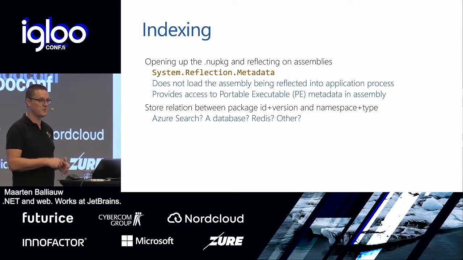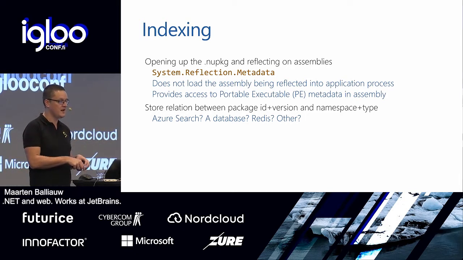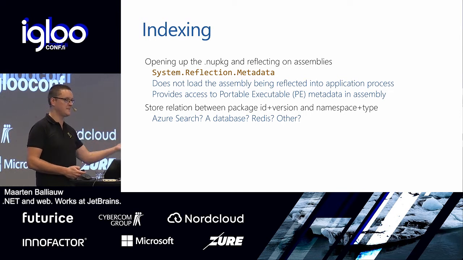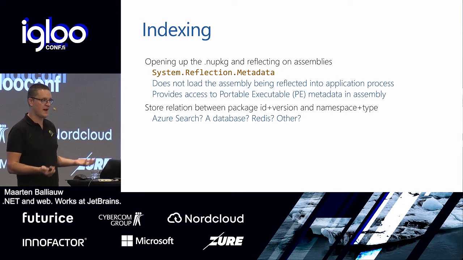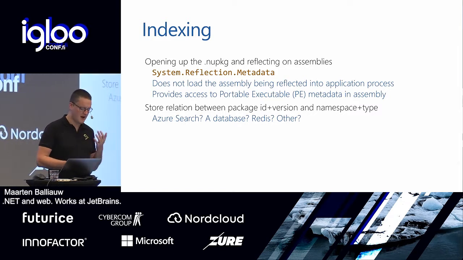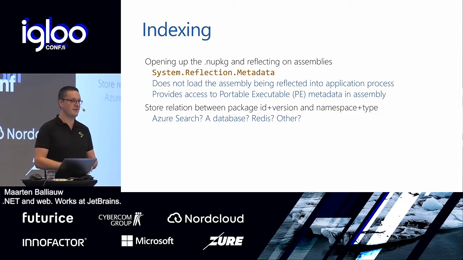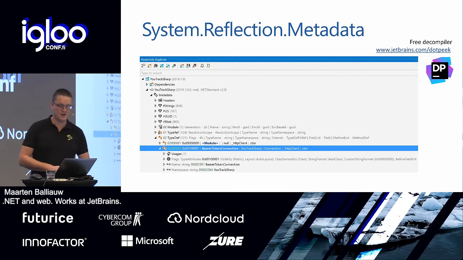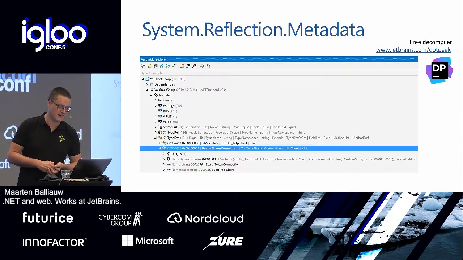Next thing we want to do, once we have all the data from the assembly, is push all of that into a store that keeps the relation between package ID and version, plus the namespace and the type of the assembly. Could be Azure Search, could be a database, could be something else. We chose Azure Search, and we're diving into that in a little bit. Let's first talk about that System.Reflection.Metadata.